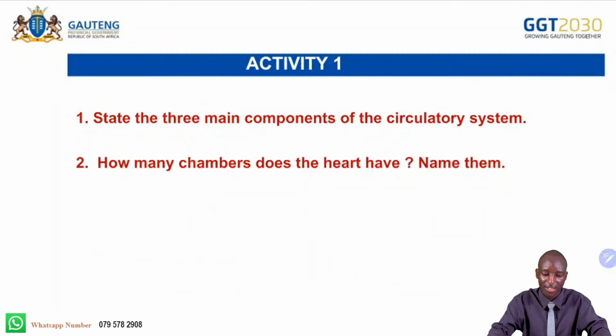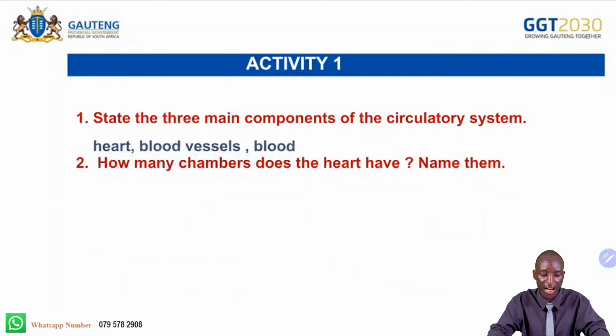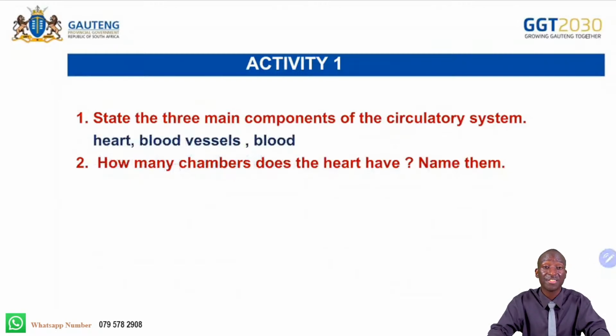Right, welcome back. That's our activity number one. We had two questions for this activity. Number one says, state the three main components of the circulatory system. Number two, how many chambers does the heart have? Then name them. Let's look at the activity. Number one, the three main components of the circulatory system are the heart, blood vessels, and the blood.